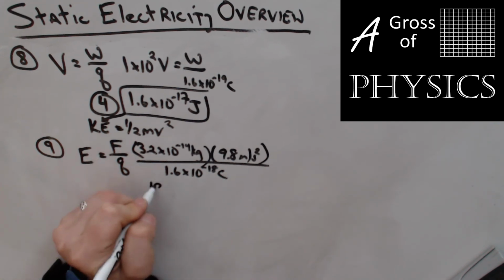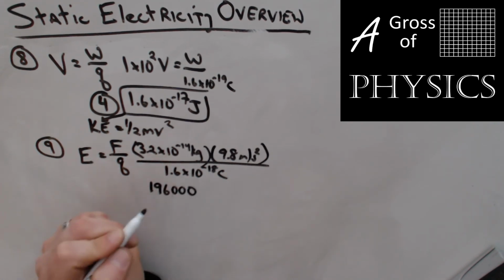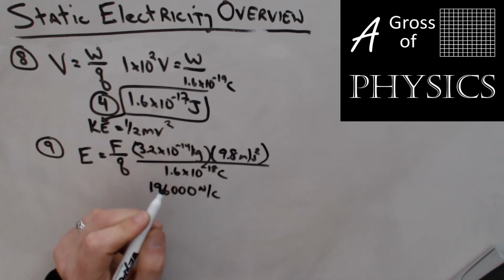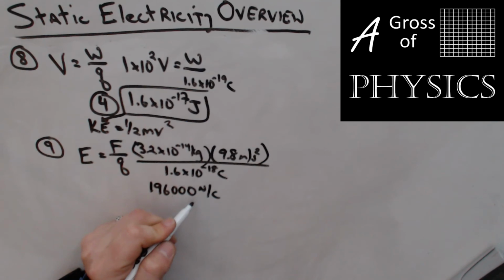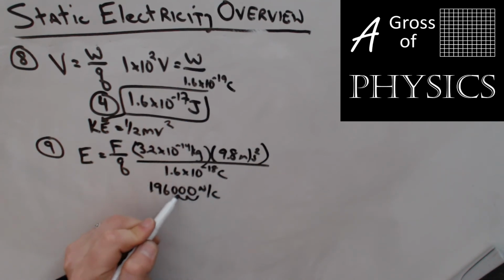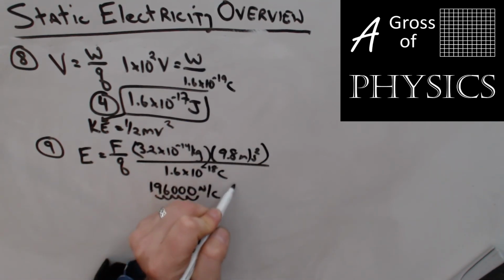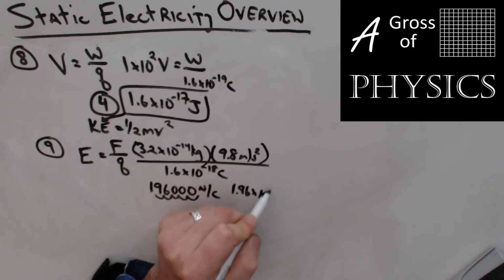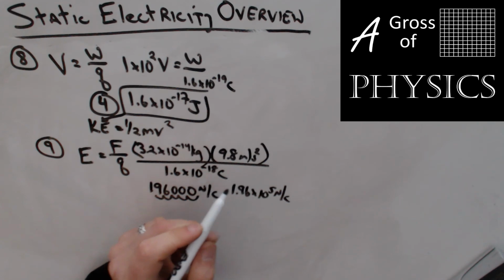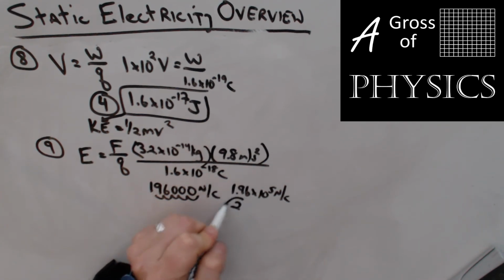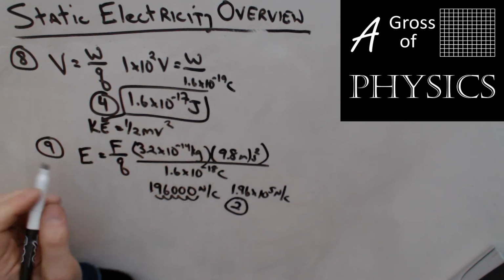And you get 196,000 newtons per coulomb. Now, none of the numbers match that, so we're going to round it. So let me write in scientific notation. 1, 2, 3, 4, 5. 1.96 times 10 to the 5 newtons per coulomb. And they're going to say that's 2, so they round it up to 2. So it's choice 2. Look at that.